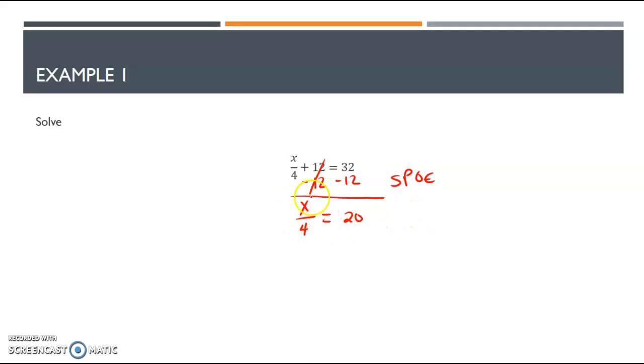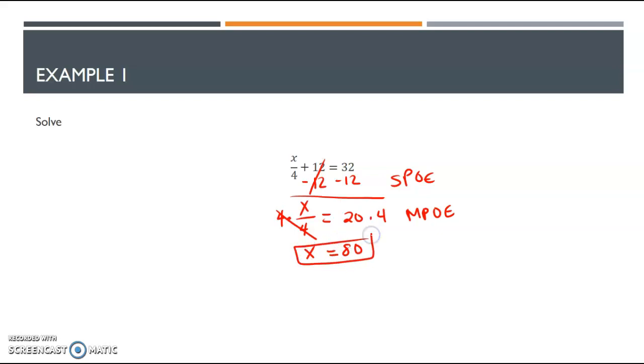From here, this is division, so the opposite of division, the inverse property of division would be multiplication. And the reason we multiply is because 4 divided by 4 will give me 1, and that's what I want, is 1x. And what I do to one side, I have to do the other side, so this is me using multiplication property of equality. And so then I am left with x equals, and then 20 times 4 equals 80. So x will equal 80.